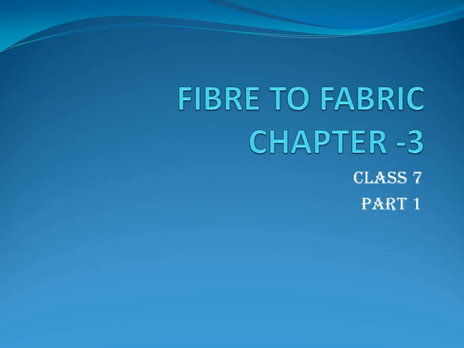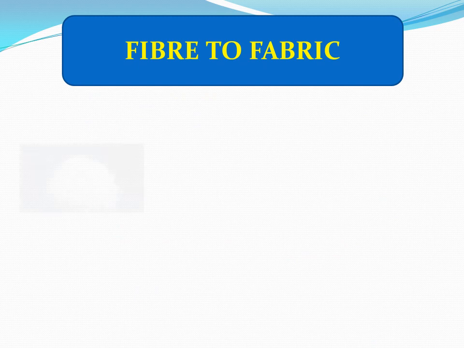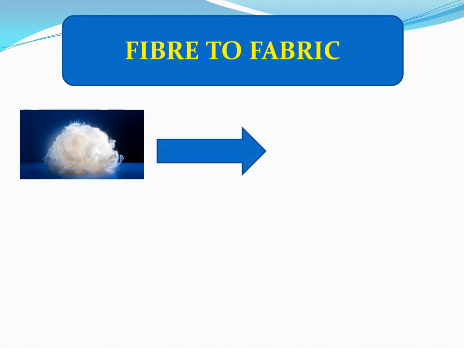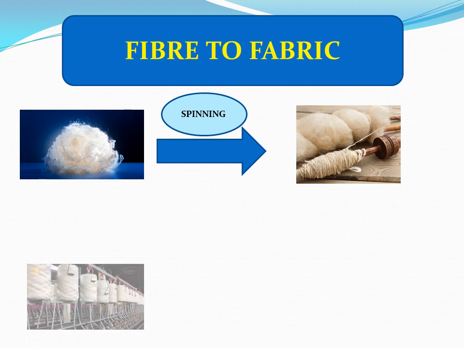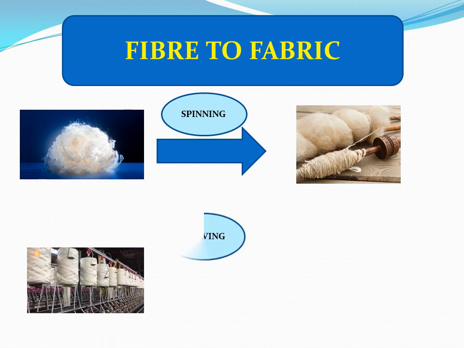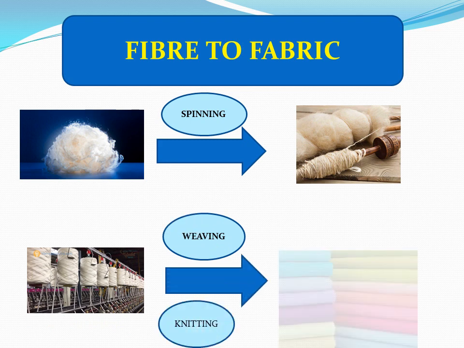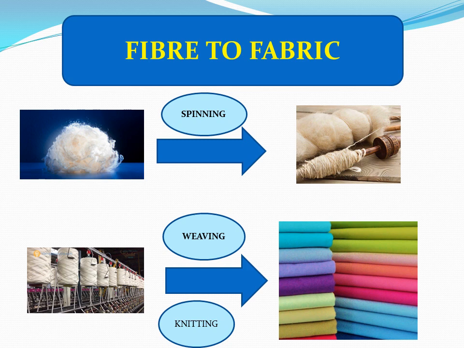In this video, we are going to study about fiber to fabric. The fibers are usually converted into the thread by the process of spinning. The fibers which are obtained from the plants or the animals are spun into the thread or the ball of yarn. Then these threads are processed to form the fabrics by the process of weaving as well as knitting.